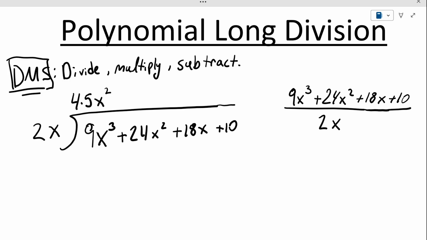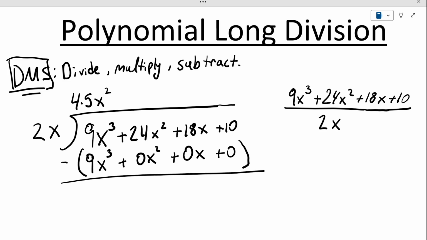Our next step is to multiply. We have to multiply 4.5x squared by 2x, and this leaves us with 9x cubed. Now we have to subtract. I recommend putting everything here in brackets and putting the subtraction on the outside of the brackets. For simplicity and to make sure that we don't make mistakes, I also like to write plus 0x squared plus 0x plus 0. This doesn't change anything because 0x squared and 0x are just 0.